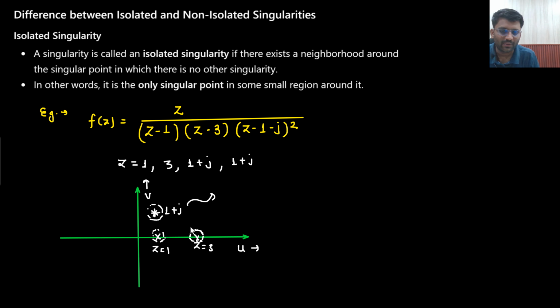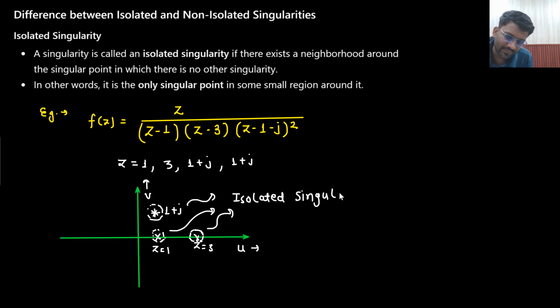So all these three are known as isolated singularity. Is that understandable to you or not? 1, 3, 1 plus j. All three are known as isolated singularities, because nearby them there is no other singularity present. So a singularity is called an isolated singularity if there exists a neighborhood around the singular point in which there is no other singularity. In other words, it is the only singular point in a small region around it. You would have understood. This is the meaning of isolated singularity.